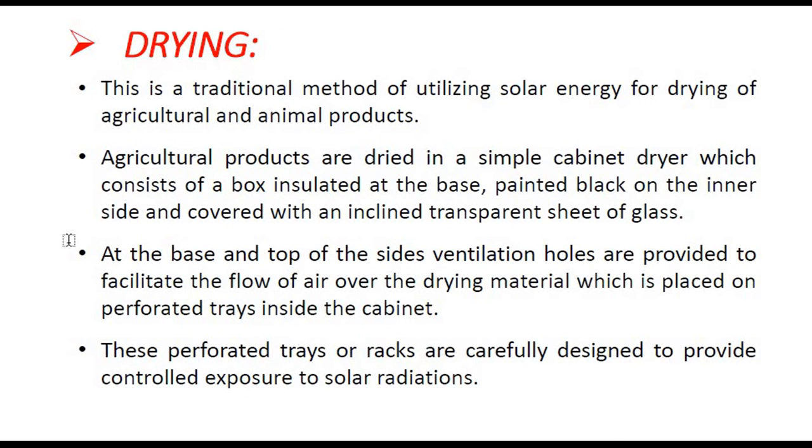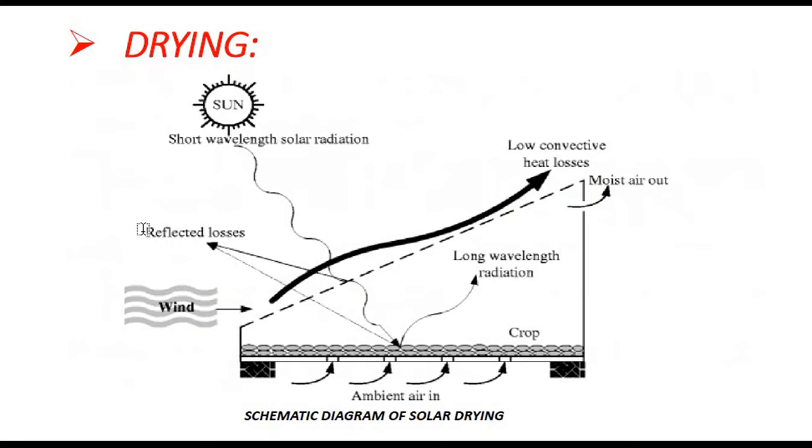So now the third application is drying. This is a traditional method of utilizing solar energy for drying of agricultural and animal products. Now this is the simple basic schematic diagram for the solar drying application. Agriculture products are dried in a simple cabinet dryer which consists of a box insulated at the base and painted black on the inner side and covered with an inclined transparent sheet of glass.